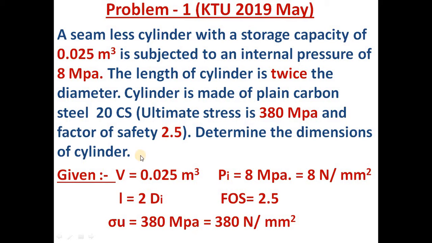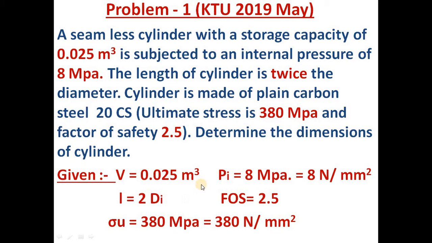And its factor of safety is given as 2.5. From this we can find out the maximum stress that can be withstood, the maximum hoop stress. That is 380 divided by 2.5. Clear? That much stress can be withstood. That is the allowable stress on the material. These are the given details.